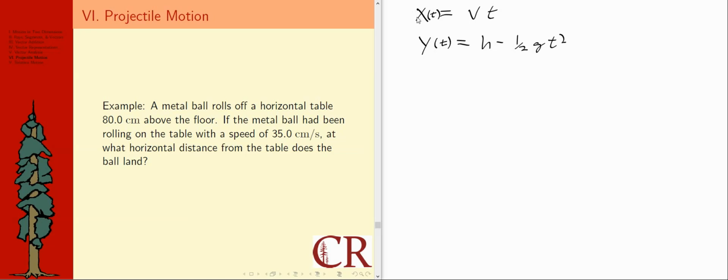So I've written down the results of that question. These are the equations of motion for a situation where an object is rolling off of a table with a height h with an initial horizontal velocity v. But again, we have specific values here.